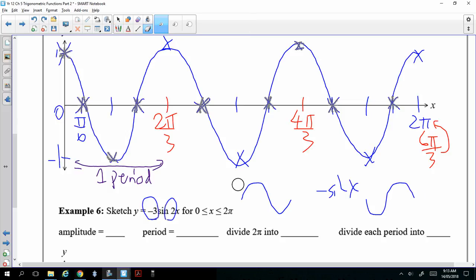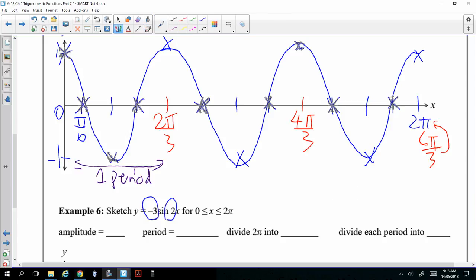So your first step is to write down the amplitude. The amplitude is always positive. Just write 3. And the period is 2 pi divided by 2, which is pi. And then divide 2 pi into 2 parts, because there's a 2. And divide each period into 4 parts. This is always 4. And then you can start drawing.